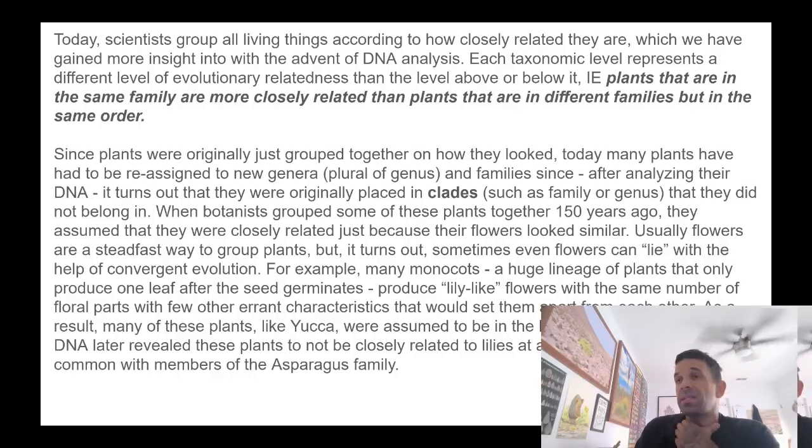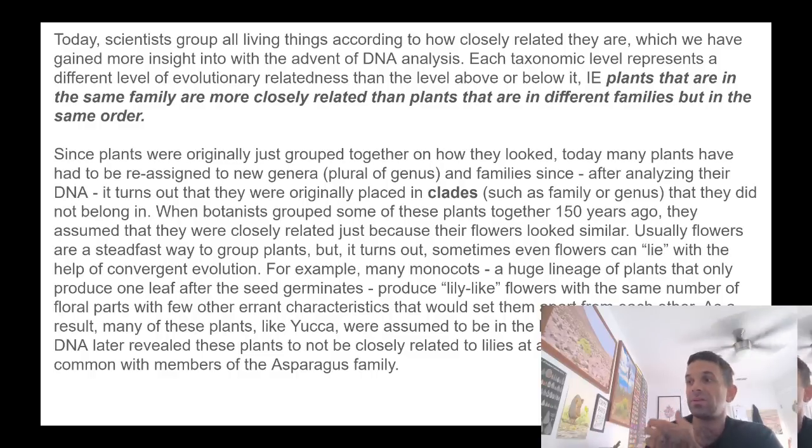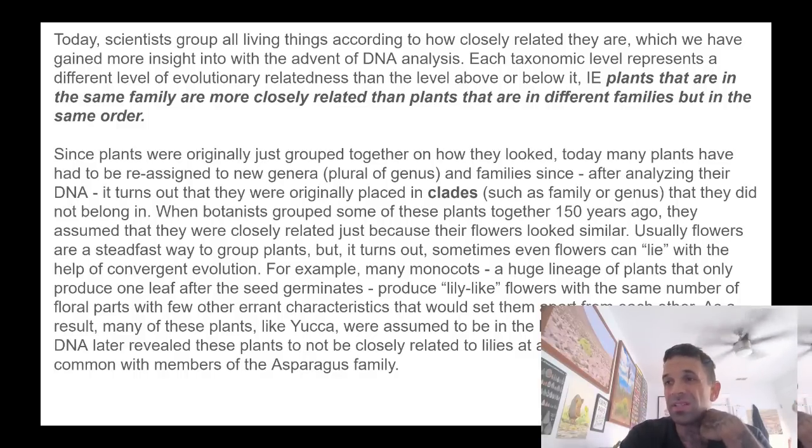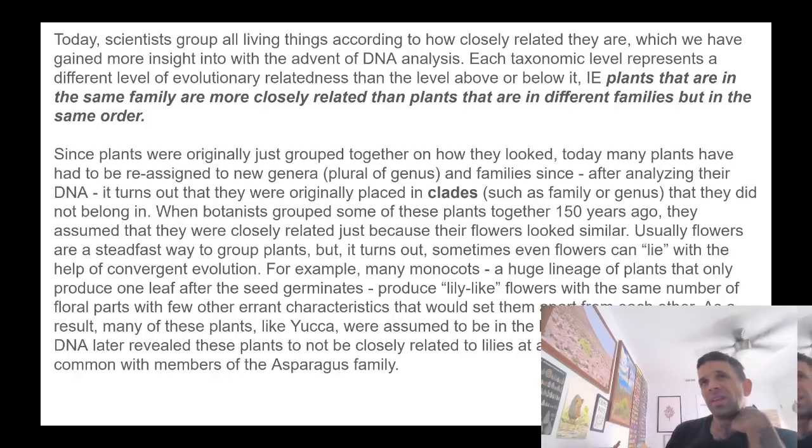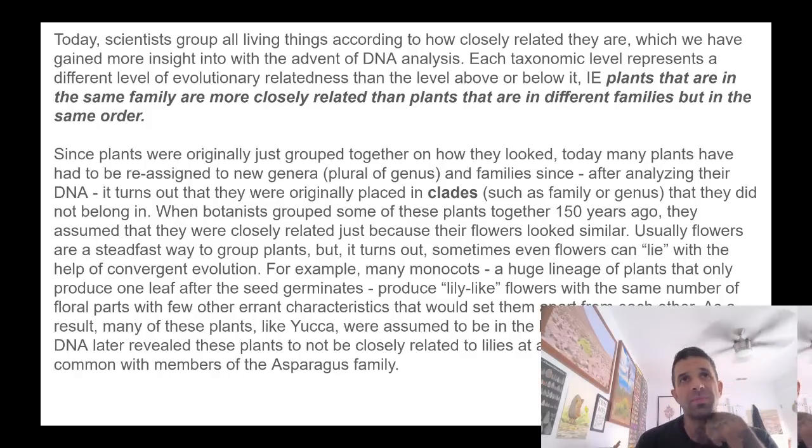That changed a bunch of things that were grouped together, like things in the lily family. Yuccas at one point were placed in the lily family. It turns out yuccas are not closely related to lilies at all. They're in the asparagus family along with agaves and irises, etc. Actually, I think irises are just in the asparagus order now.